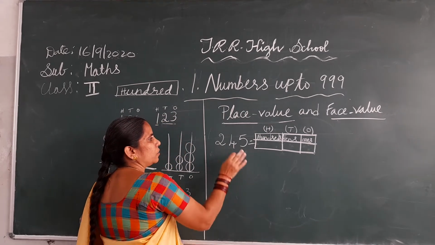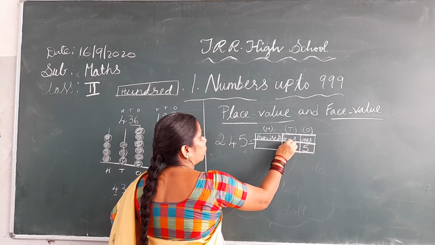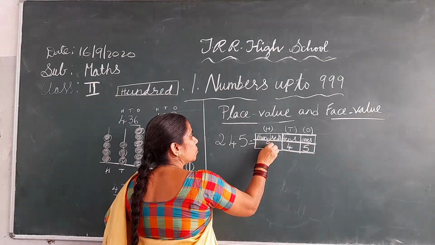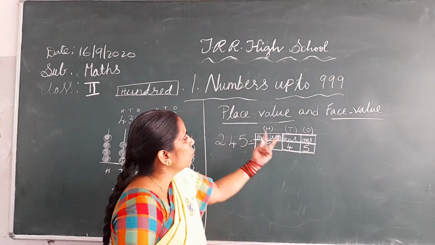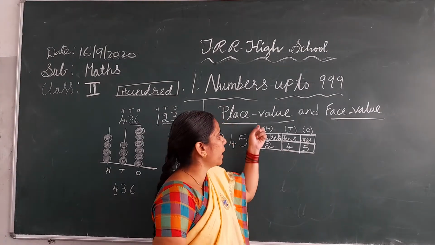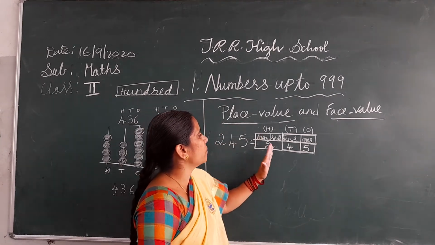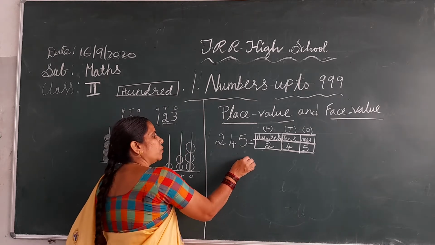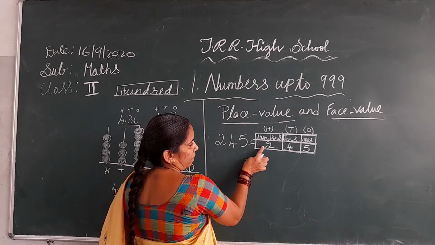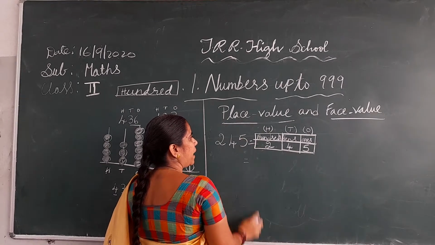While writing, you start from ones. 5, 4 and 2. How will we read this? 245. Now each digit's place value we will find out. How will you do it? Now we will start from the hundreds place. When you are writing the place value, we will start from hundreds.